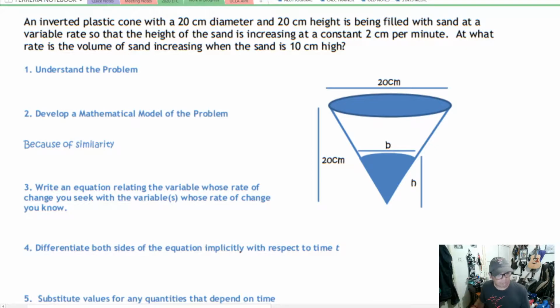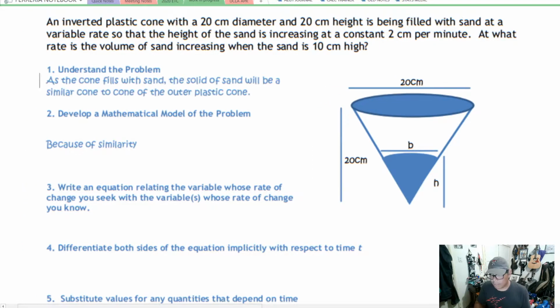So let's understand the problem. I think we got that. As the cone fills with sand, the solid of sand, and solid basically means the shape is a solid, not that the sand is somehow glued together or anything like that, will create a similar cone to the outer plastic cone. That's a lot of cones in one sentence.